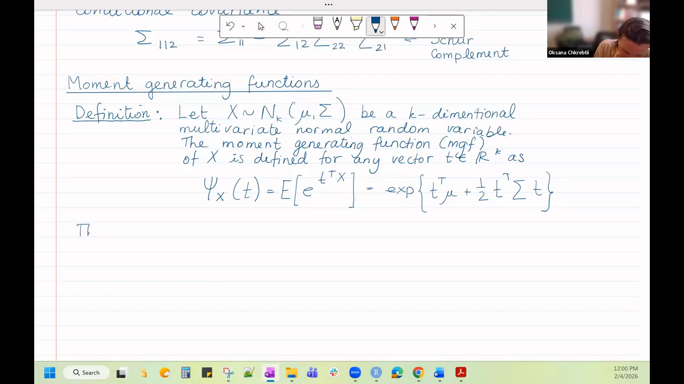The MGF, the moment generating function, uniquely defines a distribution. So to prove the theorem on linear transformations, you will need to define the moment generating function of x, and then find what the moment generating function of y would be, and then relate it back to this form of a moment generating function, and realize that y is also multivariate normal, and read off the mean and the covariance matrix. Okay, so that is called the moment generating function.